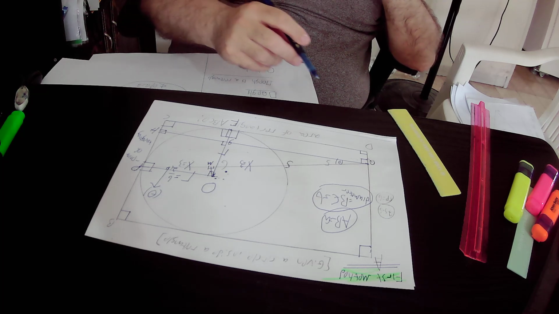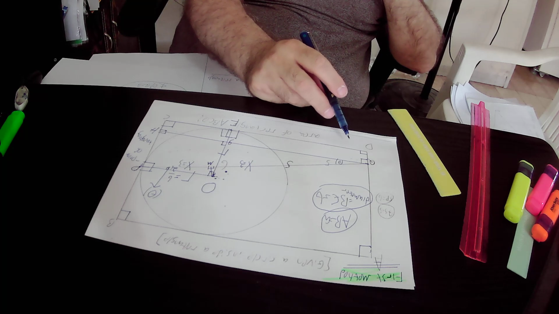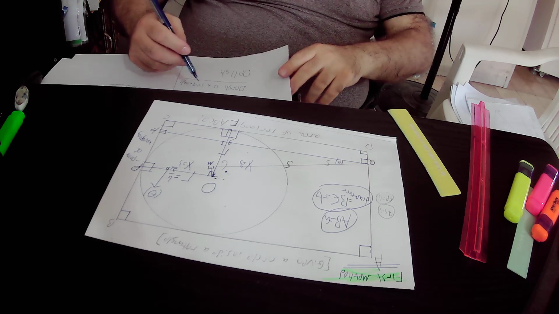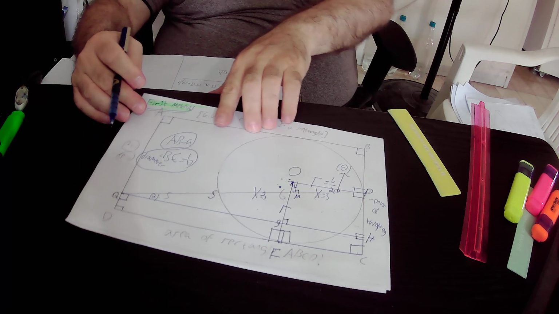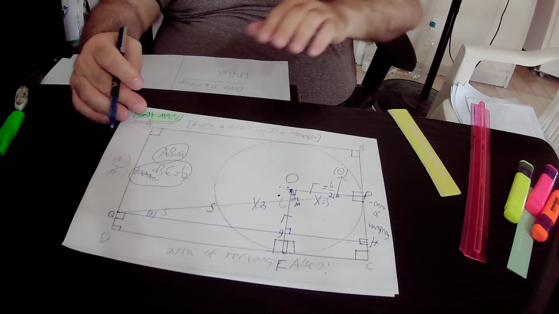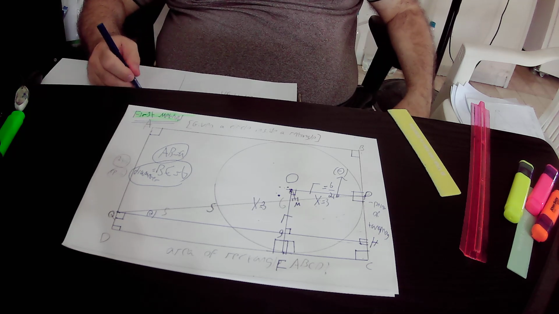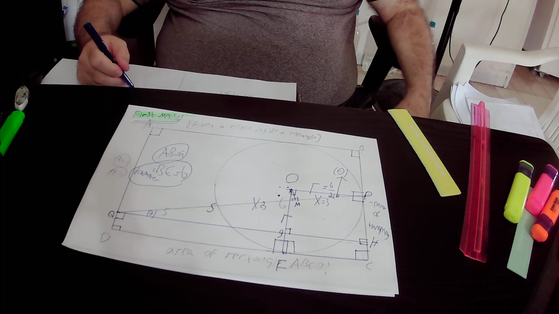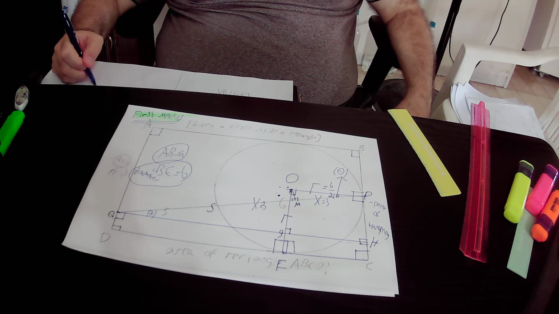So inside quadrilateral QHDC, we have 4 right angles, and any quadrilateral that has 4 right angles must be at least a rectangle, if not a square. Here, this quadrilateral QHDC is a rectangle. Why? Because it has 4 right angles.